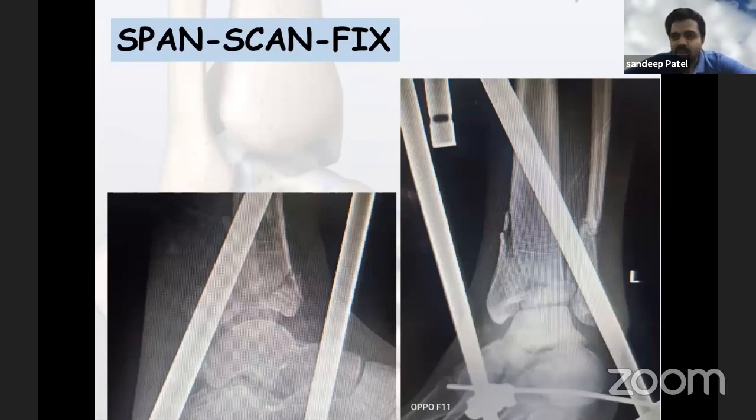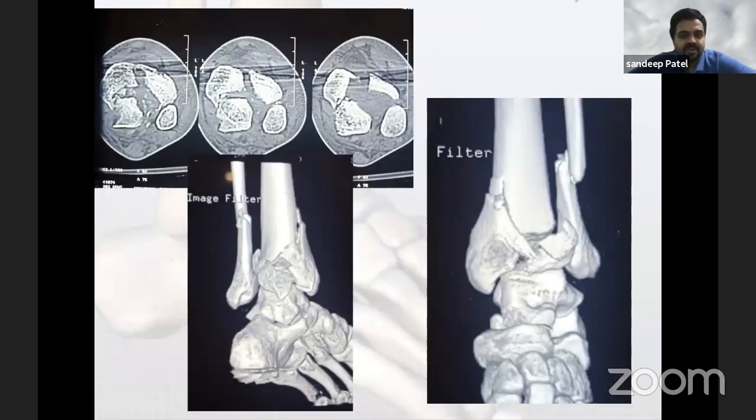This is one concept which has been well established over the last 20-25 years, that is span, scan, and fix. In such a high energy trauma, soft tissue is a problem. So the first stage is always to span them with an external fixator. And then we get the scanning done. This was the CT scan, which clearly shows all the fragments. We have the posterior malleolus Volkmann's fragment, the Chaput fragment. You see the typical lot of displacement over here and the intraarticular fragments. The personality of the fracture can be well appreciated in the 3D CT pictures as well.